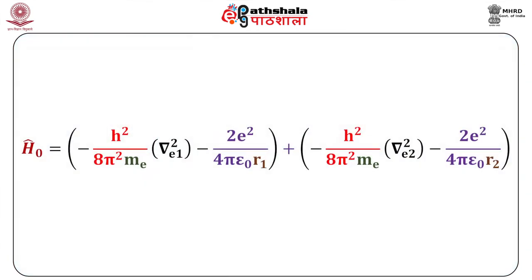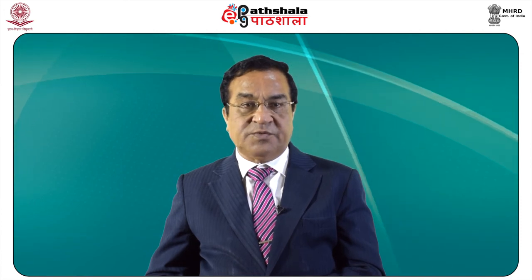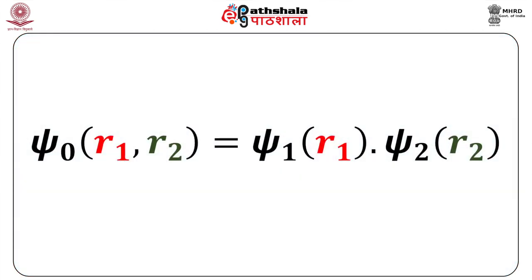Therefore, we can say that the ground state Hamiltonian of the helium atom becomes equal to the sum of two helium ion terms, one-electron Hamiltonians. That's very, very important. And therefore, the zero-order ground state wave function for the helium atom can be taken as a product of individual electron wave functions. That means the wave functions of two helium ions not interacting with each other. So that's very, very important, and mathematically it can be represented as psi 0 (r1, r2) is equal to psi 1 (r1) multiplied by psi 2 (r2).